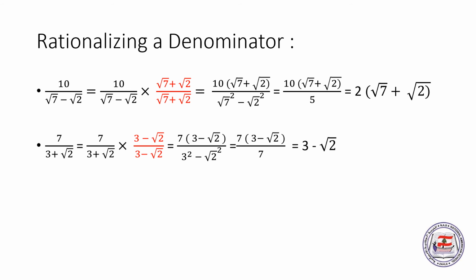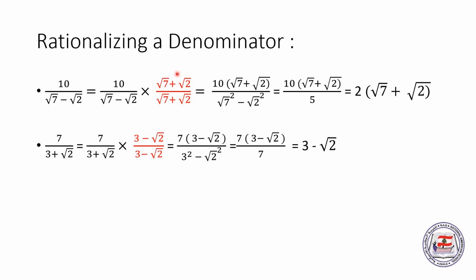Rationalizing a denominator when the denominator is in the form of sum of two terms or difference of two terms, like number 1, 10 over radical 7 minus radical 2. To remove the radical from the denominator, we need to get a difference of two squares. That's why whenever we have difference, we need to multiply the denominator and the numerator by the conjugate of the denominator, which is radical 7 plus radical 2.